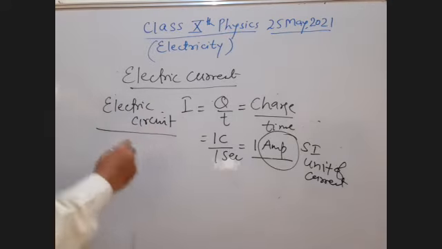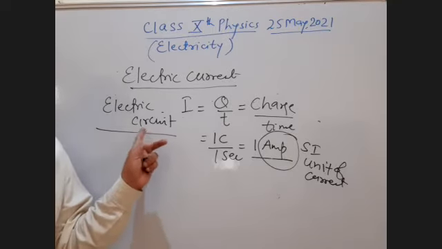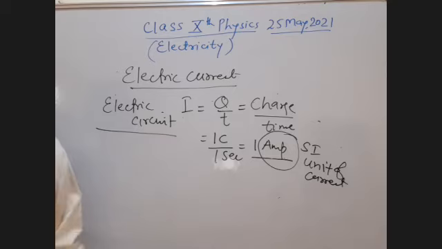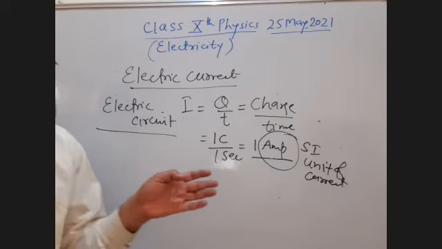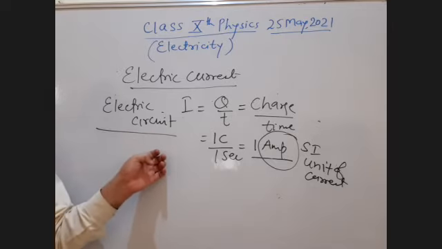Electric circuit is a closed path through which electric current can pass. That is called an electric circuit. There are some components: wire, bulb, switch, battery or cell. These are all the components which are required for making the circuit.